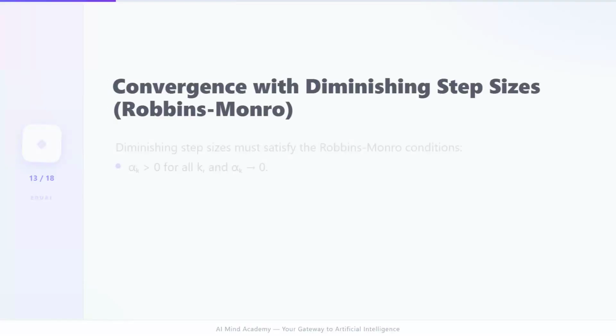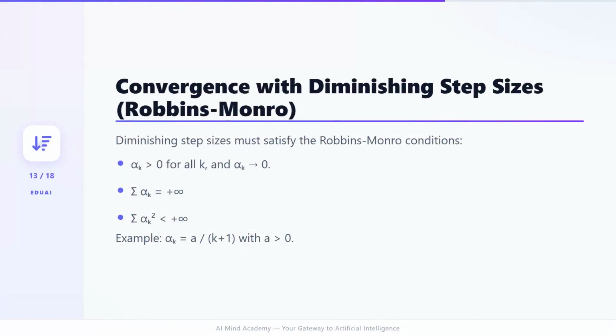To ensure convergence to the optimal solution, diminishing step sizes can be used. These step sizes must satisfy the Robbins-Monro conditions. Alpha_k must be greater than 0 for all k and converge to 0. The sum of alpha_k must diverge to positive infinity, and the sum of alpha_k squared must converge. A common example of a step size sequence satisfying these conditions is alpha_k = a/(k+1), with a greater than 0.